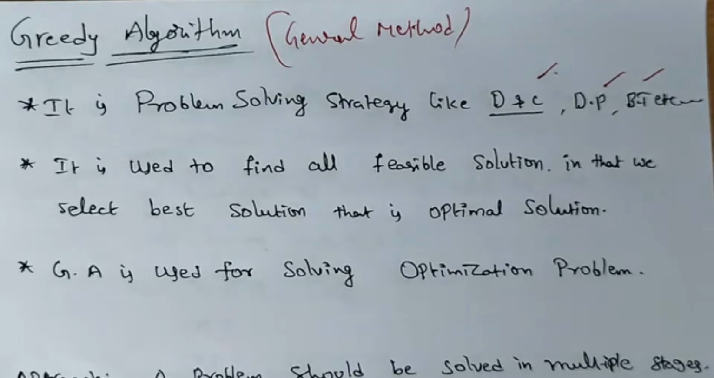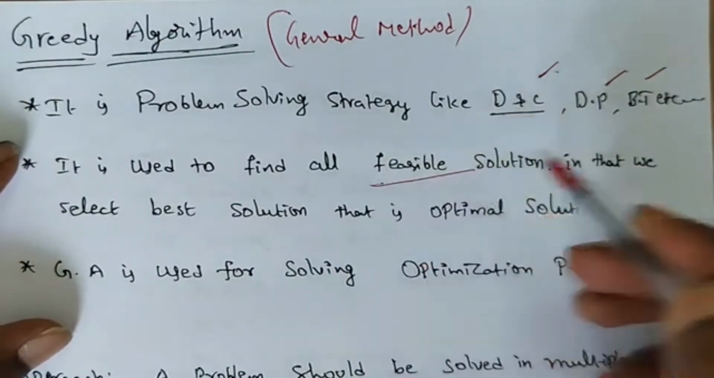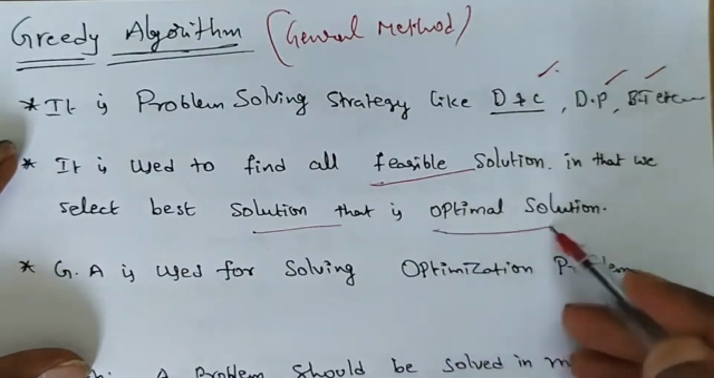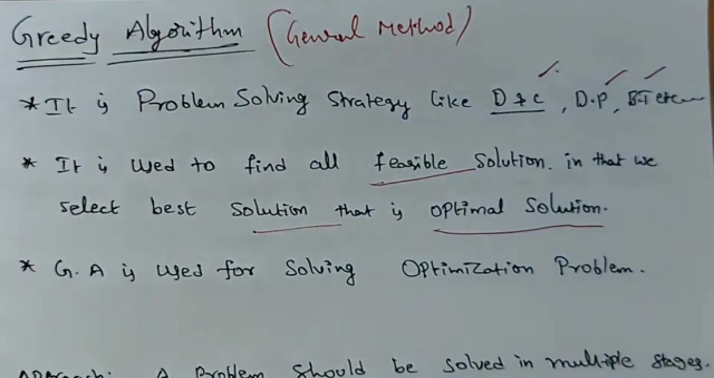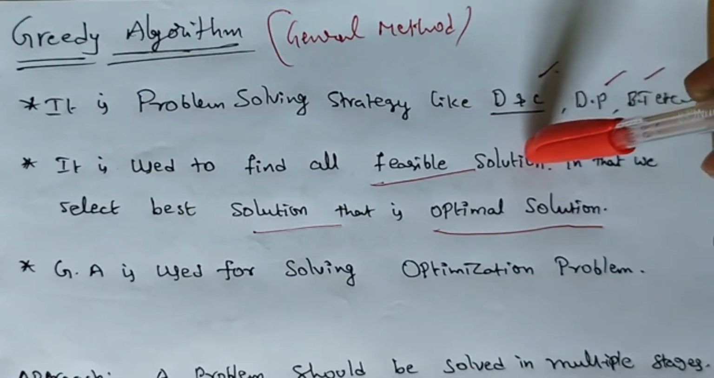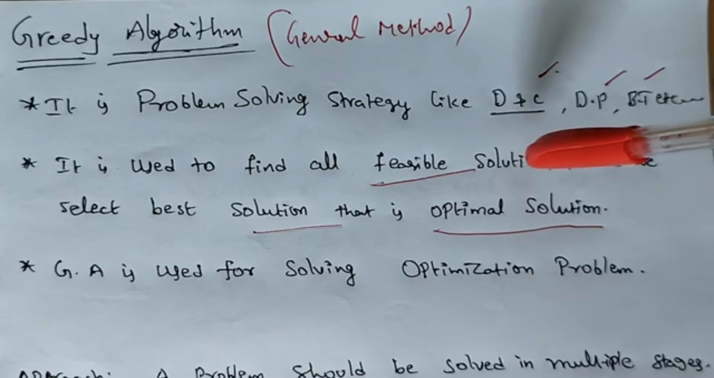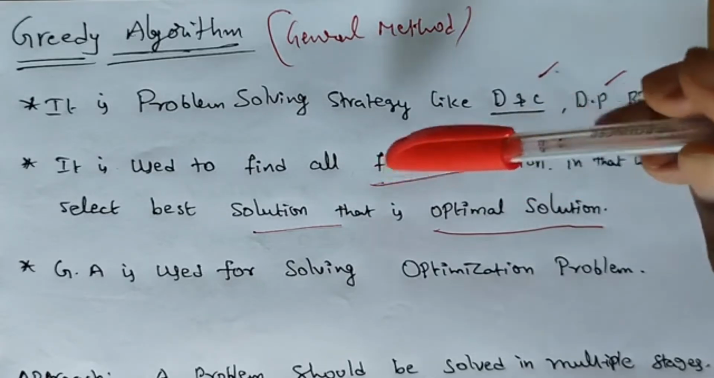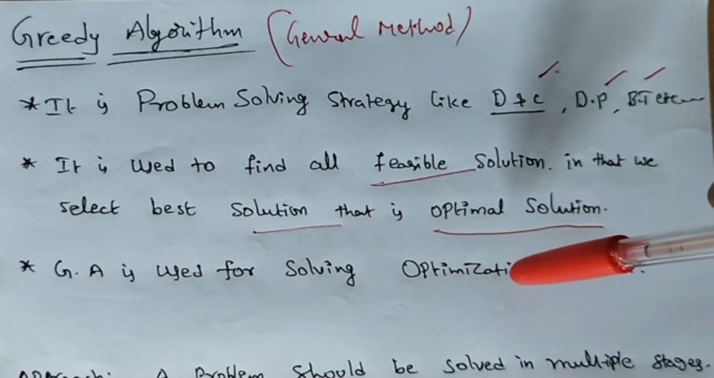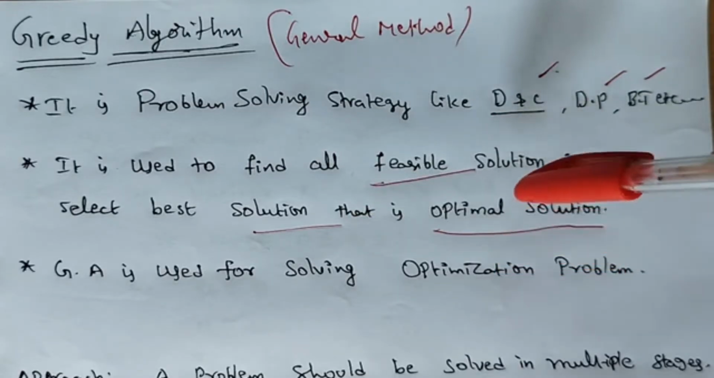It is mainly used to find all the feasible solutions. In that, we select the best solution, that is the optimal solution. Where we use the greedy algorithm means it is mainly used to find all the feasible solutions, and from those we will select the best one, the optimal solution.